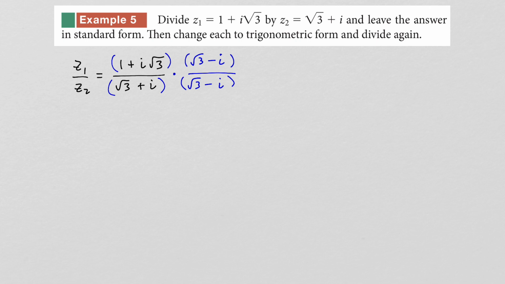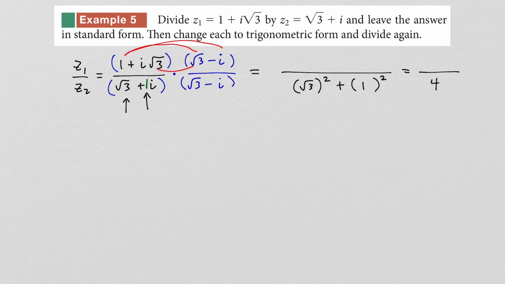Now, in the denominator, there is a shortcut for multiplying complex conjugates. You take the real part here, which is radical 3, square it, plus, and then you take the imaginary part, which is positive 1, and we square that. And that number is 4, right? That's just 3 plus 1. And then on top, you have to multiply. So we have to do the FOIL process on top.